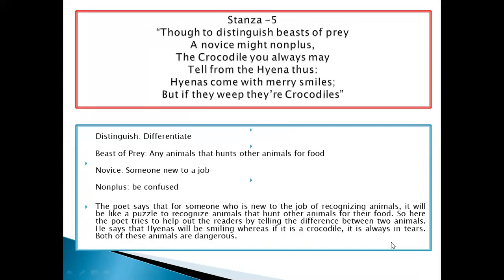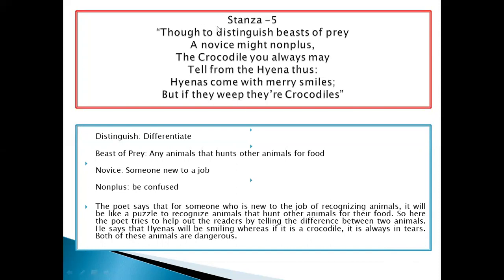Now let's do the next stanza, fifth. Though to distinguish beast of prey, a novice might nonplus. The crocodile you always may tell from the hyenas thus. Hyenas come with merry smiles, but if they weep, they are crocodile.